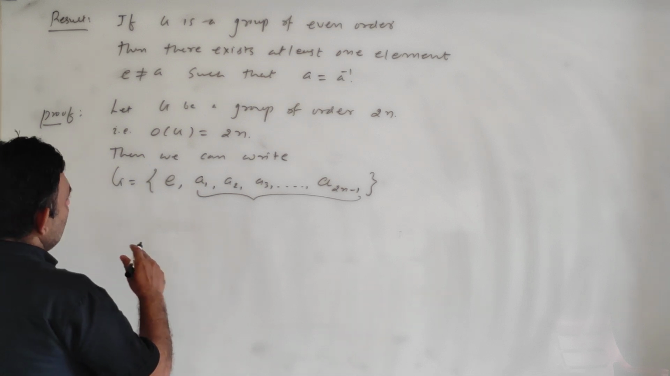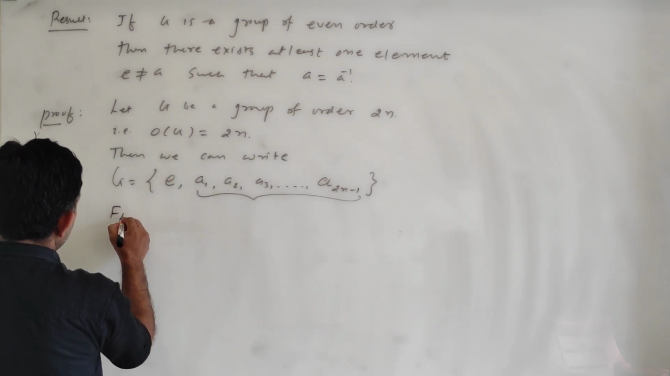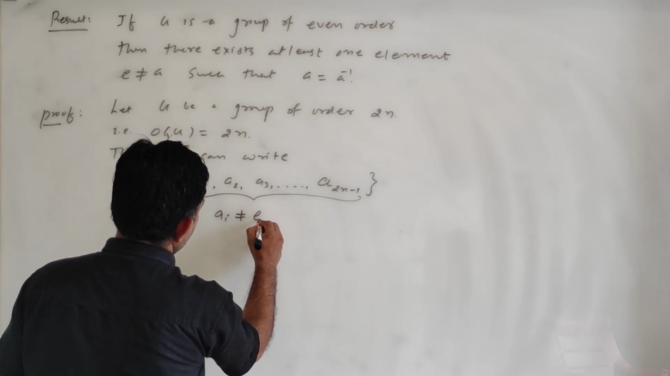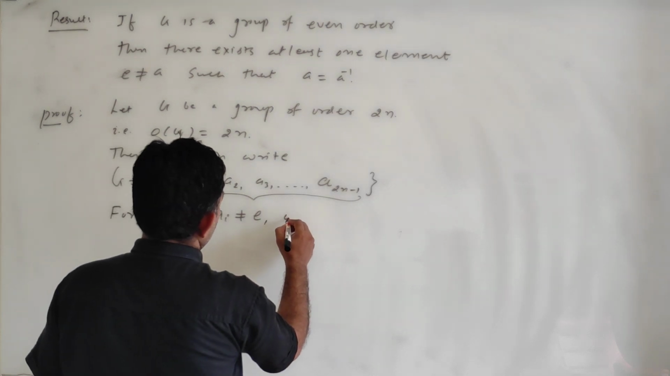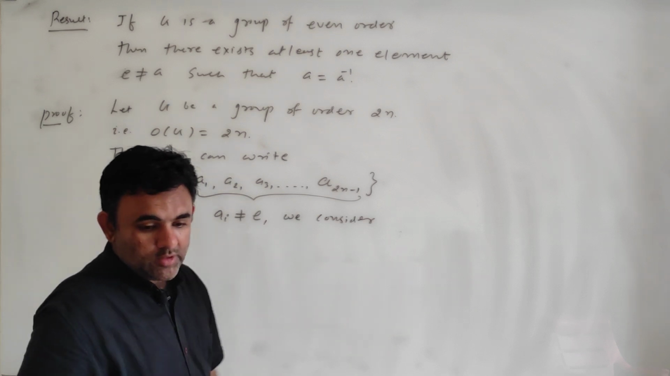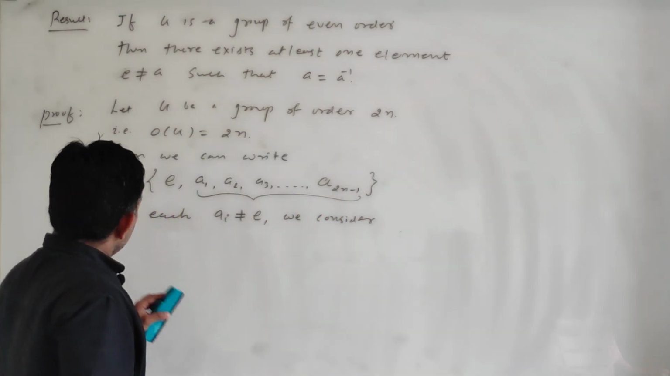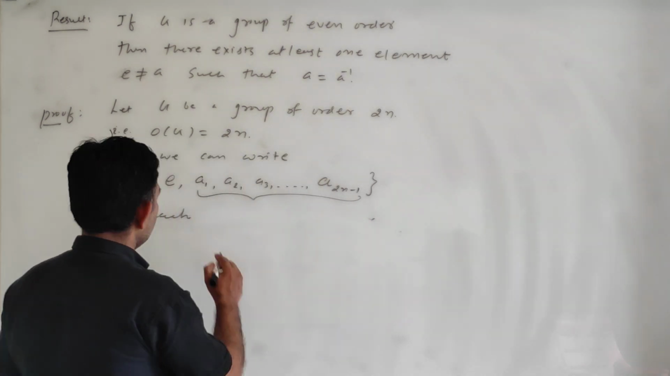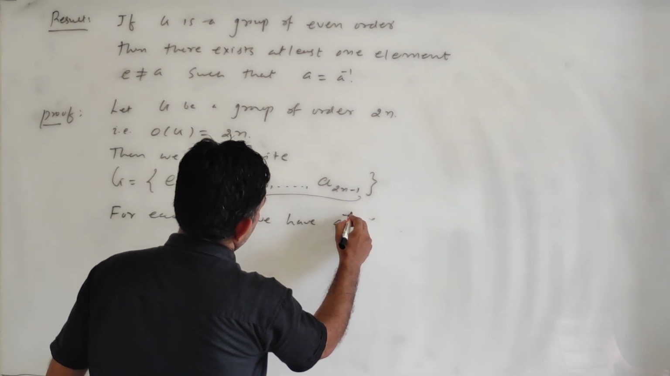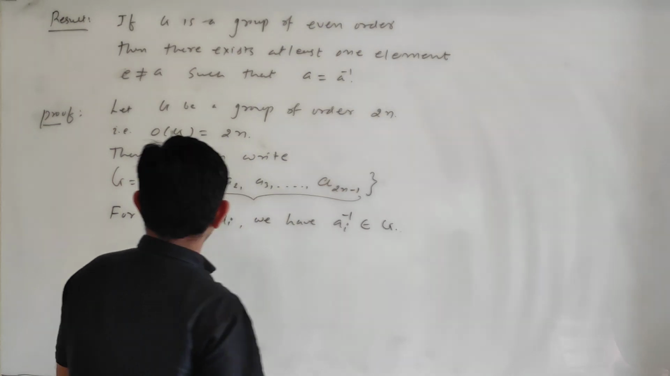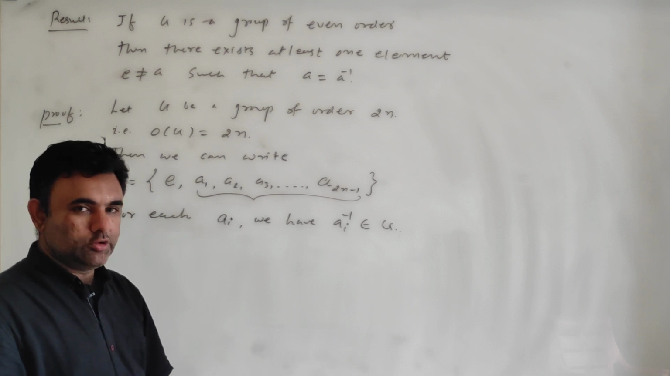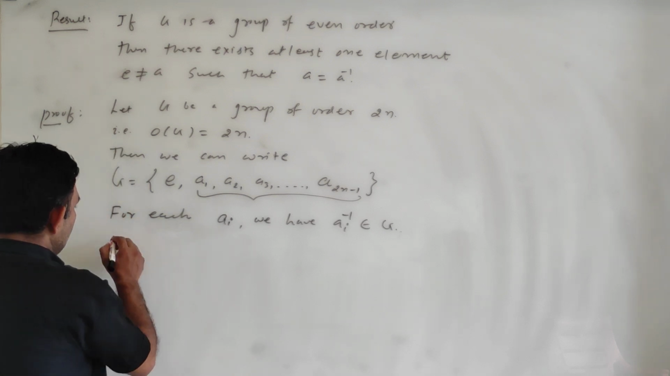Now I will construct a set. For each Ai not equal to E, you consider: for each Ai we have Ai inverse belongs to G. You consider any element of this form, then its inverse is also again in G, because in a group every element has an inverse.